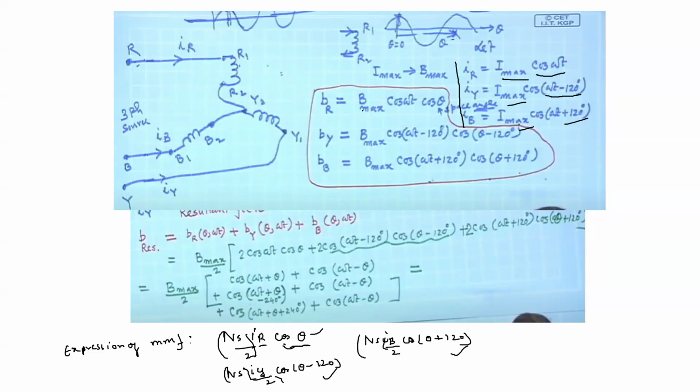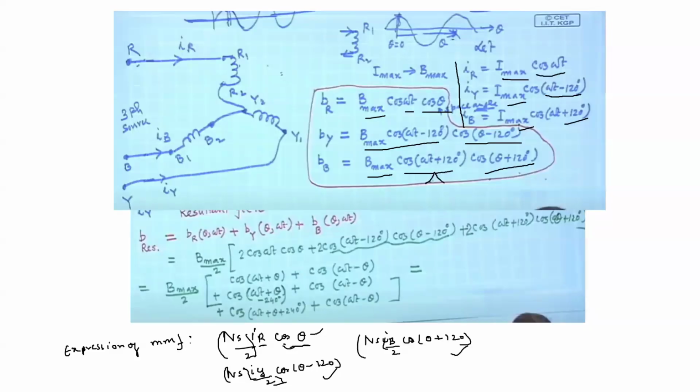Okay, so that is what sir has also written. So this is your current. Instead of this current Ir, you place, let us say, I max cos omega t. So N into I max is B max. So B max cos omega t cos theta. Then instead of Iy, you place I max cos omega t minus 120. So By becomes B max cos omega t minus 120 and cos theta minus 120. Then what about B phase? Instead of Ib by 2, you place I max. So Ns into I max by 2, which is common in all three, which we denote as B max, into cos omega t plus 120 and cos theta plus 120.